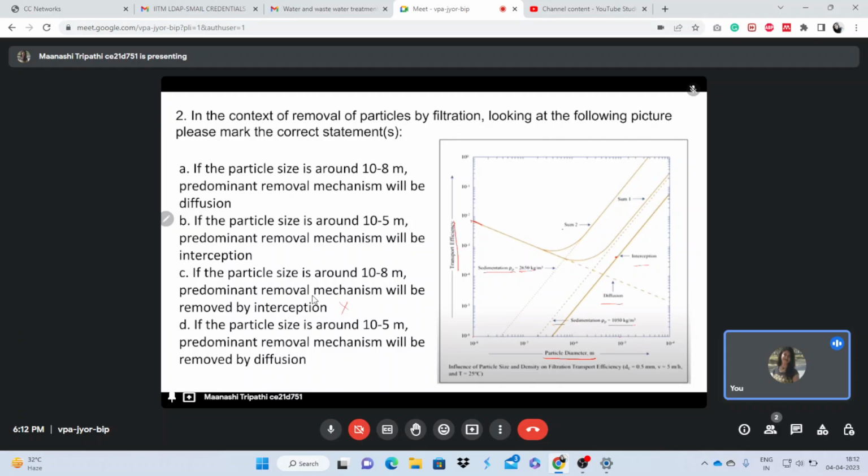So we'll see the solution. The answer is option A and option B. When the particle size is 10 raised to power minus 8, this will happen, and this is the line of diffusion. So when the particle size is very small, diffusion will happen. But if the particle size is larger, for example 10 raised to power minus 5, interception will happen. So options C and D are incorrect.